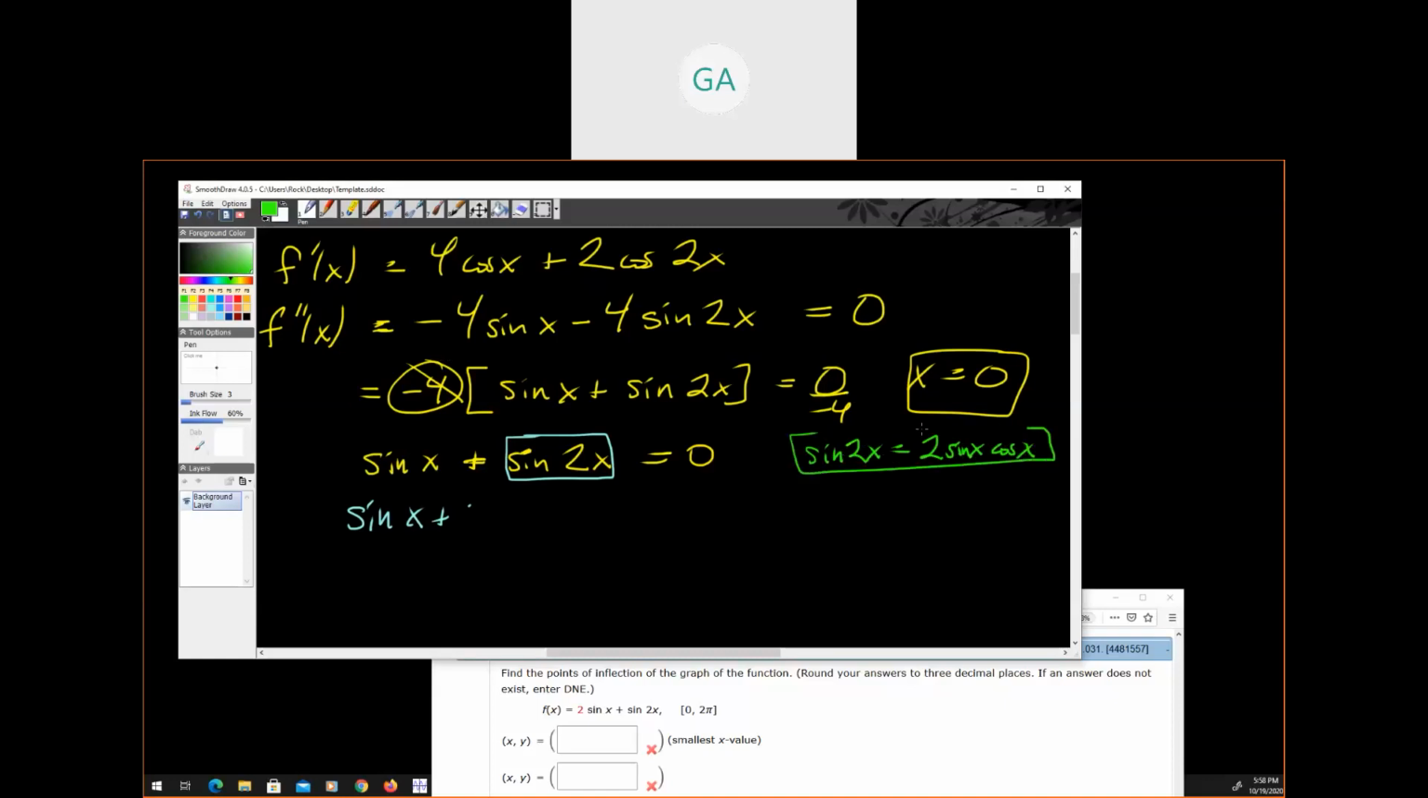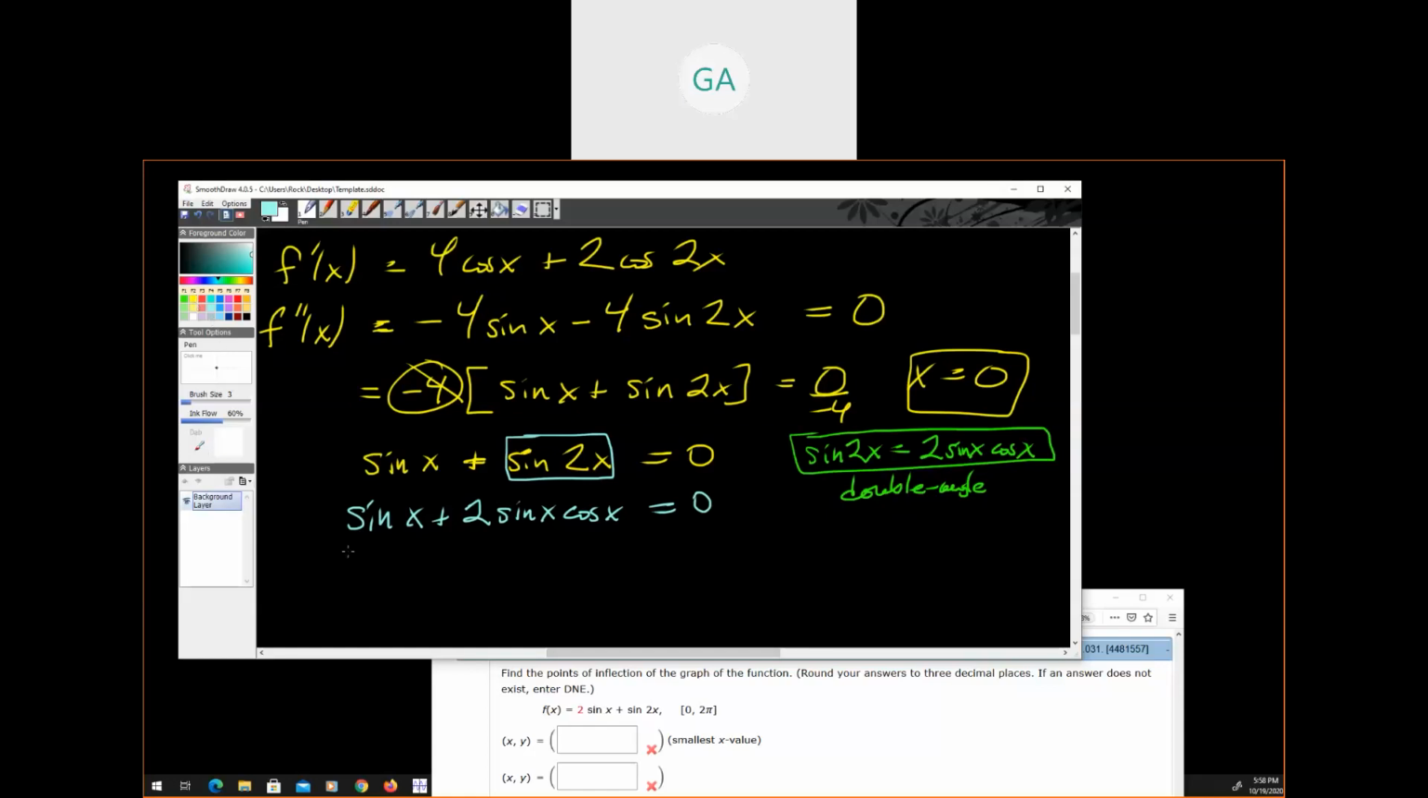So you'd have to look that up in your book. This is the double angle formula. I don't see any way around it. So let's change sine 2x to 2 sine x cosine x, and we still want to set that equal to 0.